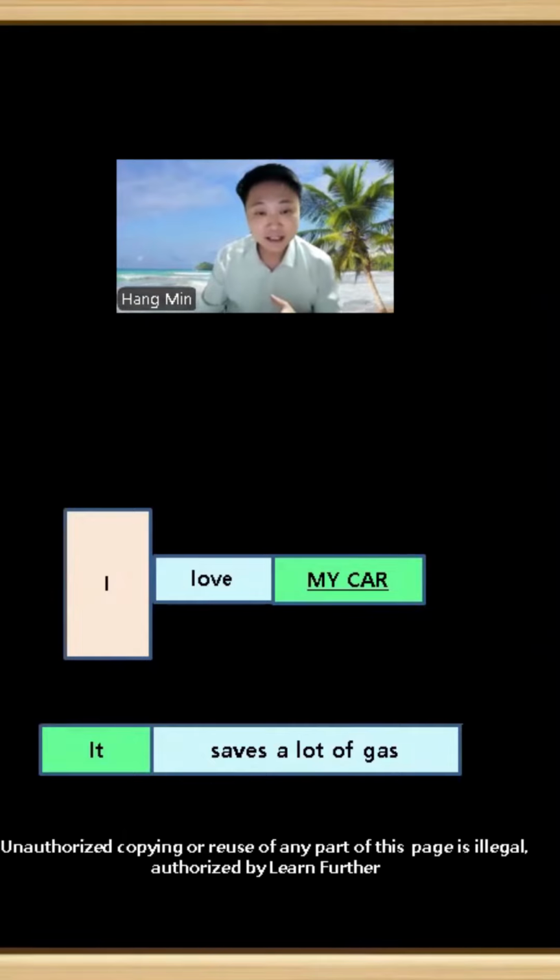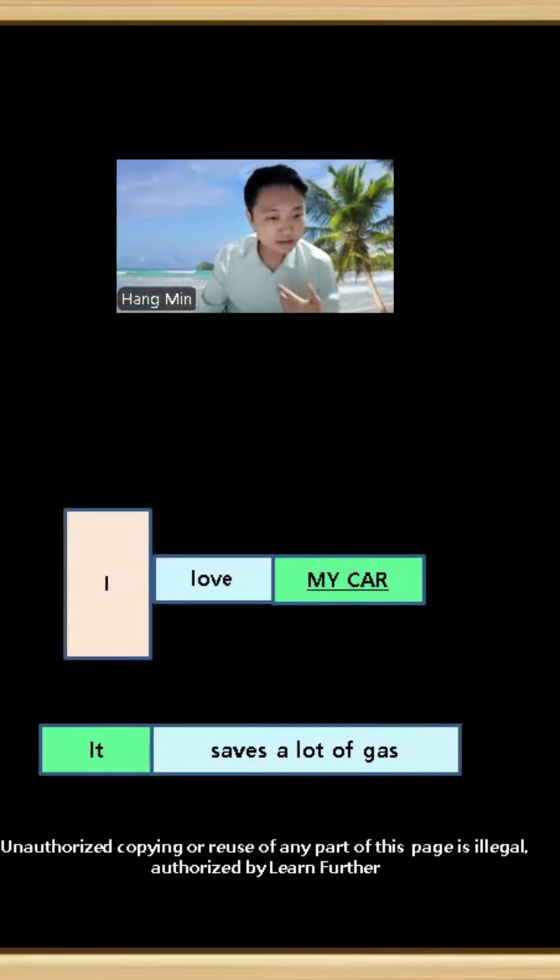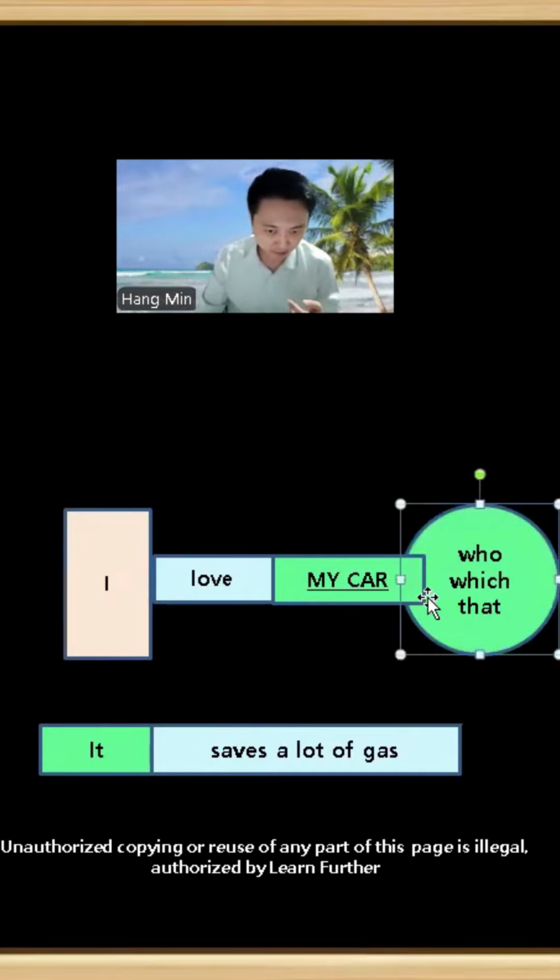Okay, so in this example, I want to describe my car, which comes after a verb, but it doesn't matter because I have a second sentence that talks about the same thing. My car is equal to it. Right? So the steps are the same. We still move our relative pronoun right behind the noun that we want to describe.